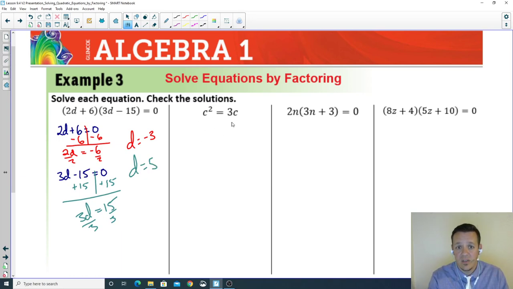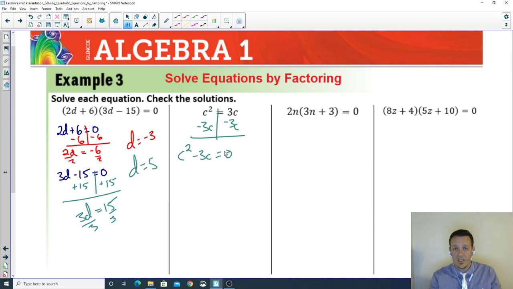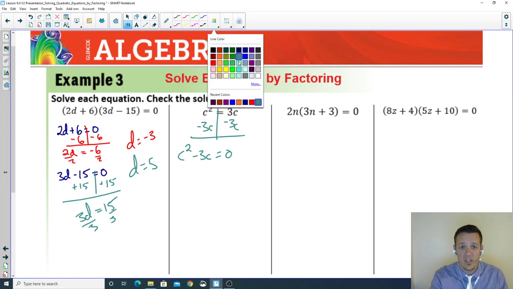So this isn't set to 0, so we actually need to move it over here. Alright, so that way we can get 0 on one side, so it's c squared minus 3c equals 0 now, right? Because 3c minus 3c is 0. Now what you're going to do is we have to see if we can simplify it even one step further. Can we do any type of factoring? Do they share anything in common? The answer actually in this one is what? Yes, they share a letter c.